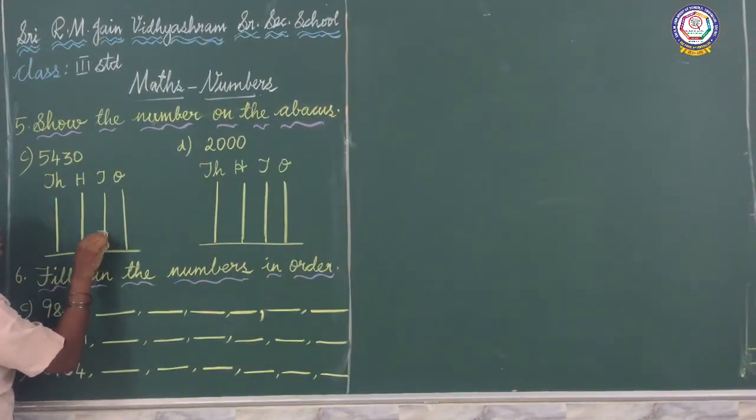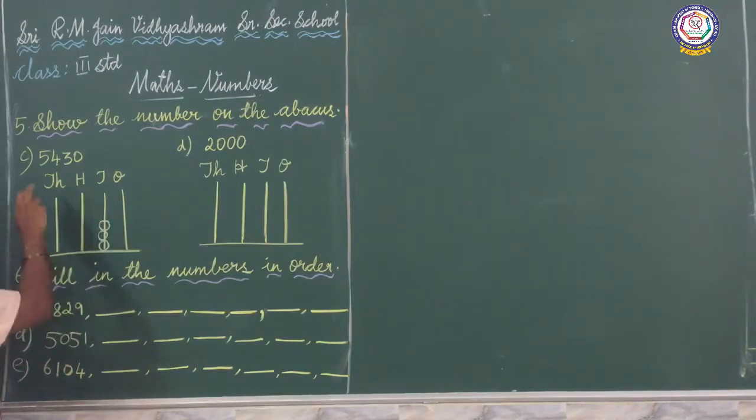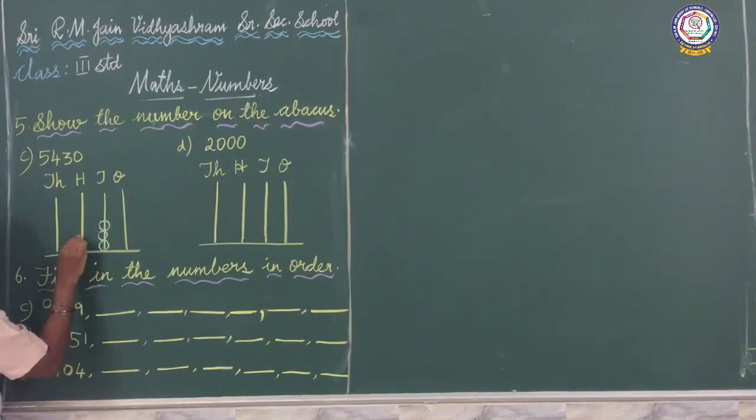1, 2, 3. Then in hundreds place, what is the number? 4. How many hundreds are there? 4 hundreds. So how many beads do we have to draw? 4. 1, 2, 3, 4. Next in thousands place 5. So how many beads do we have to draw? 5 beads. 1, 2, 3, 4, 5.